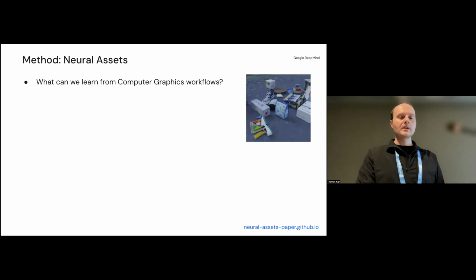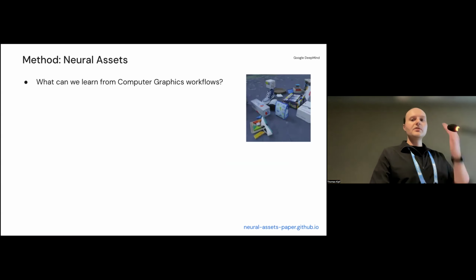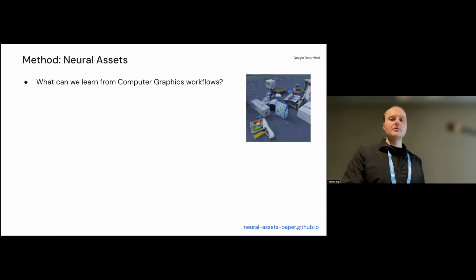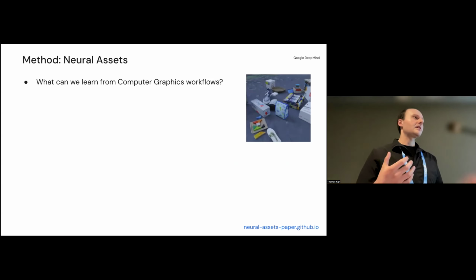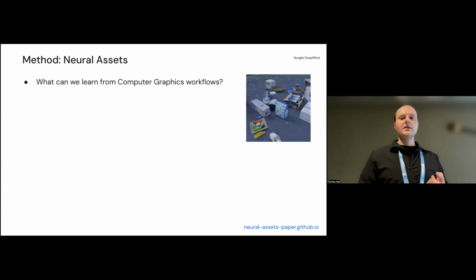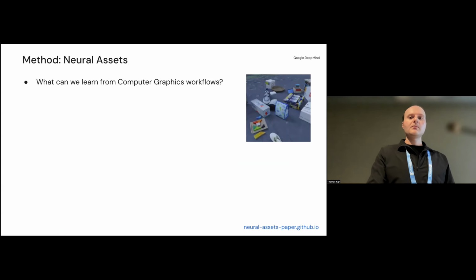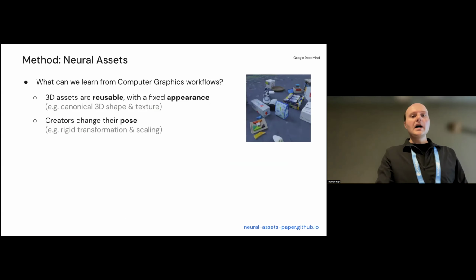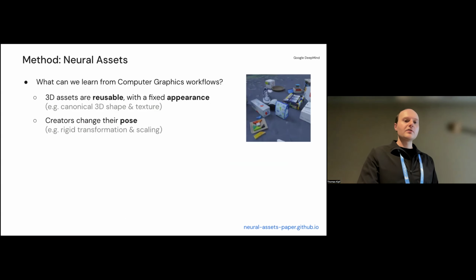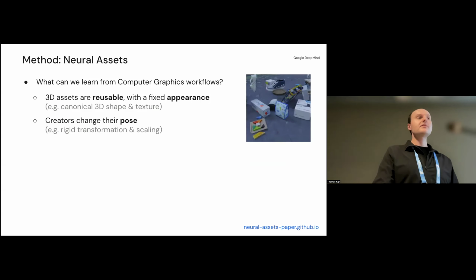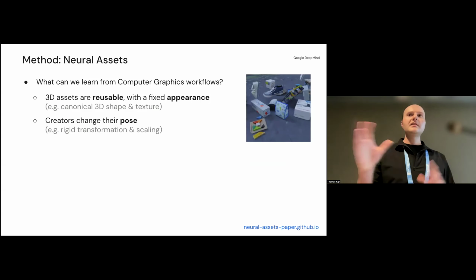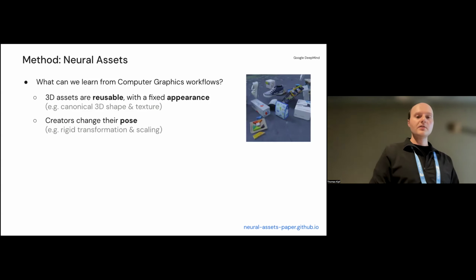So the motivation was really looking at computer graphics workflows. In computer graphics, you can assemble scenes, you can render them, and if you have a physics engine, you can also simulate the scene forward in time, like in this example on the top right. This is the classical way of doing things. In computer graphics workflows, 3D assets are reusable and they typically have a fixed appearance. You can swap out the texture, but it takes some effort to change the appearance.